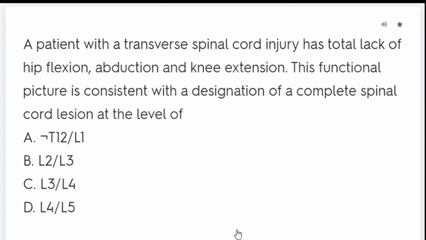A patient with a transverse spinal cord injury has total lack of hip flexion, abduction and knee extension. This functional picture is consistent with the designation of a complete spinal cord lesion at the level of: A. T12 to L1, B. L2 to L3, C. L3 to L4, D. L4 to L5.